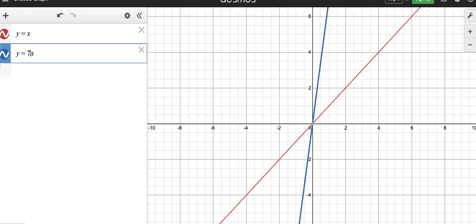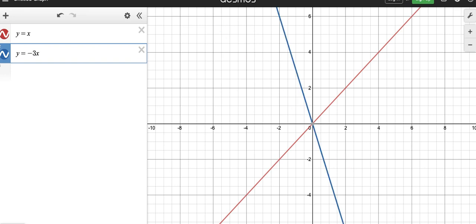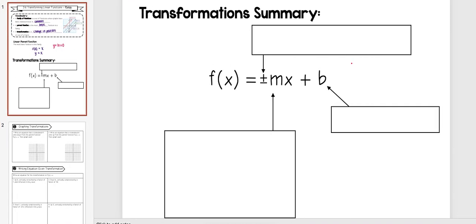Okay, now let's say my slope is negative. Well, now I see when I put a negative out in front, it reflected, it changed directions completely, and now it's going downhill instead of uphill. And so if I have like negative 3x, I see that same thing. And so we can actually see what transformations are going to happen based on the equation that we have for that line.